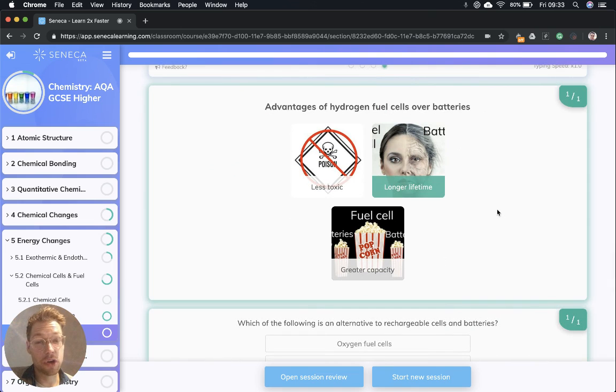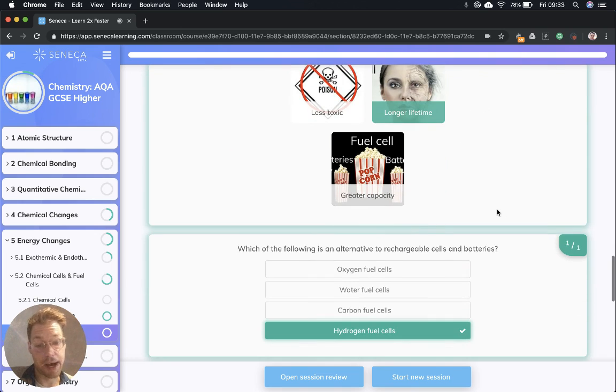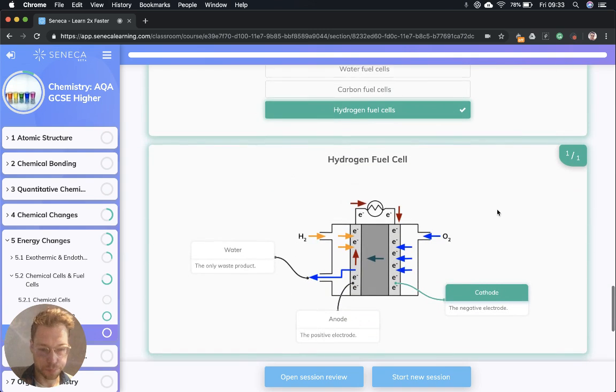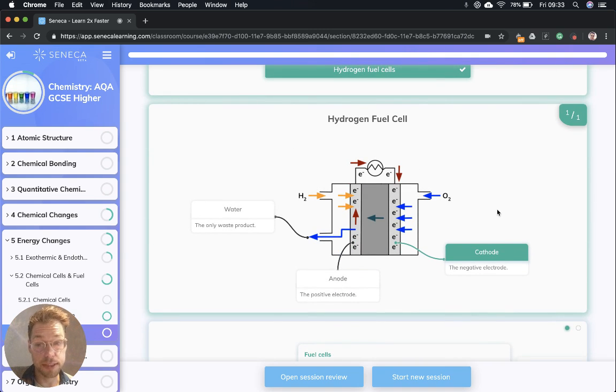So make sure you know the advantages of hydrogen fuel cells over batteries. I would learn at least 3: less toxic, longer lifetime, and greater capacity. And make sure you can label a fuel cell as well, particularly the water, anode and cathode. Those are really important parts and often will be a diagram in an exam question.